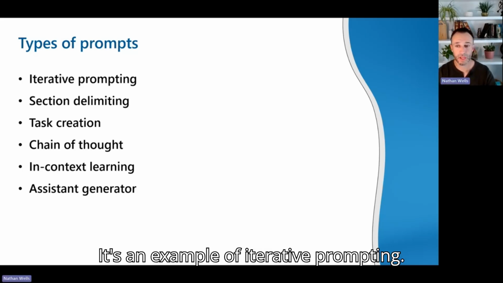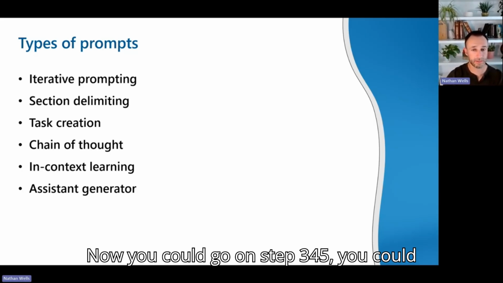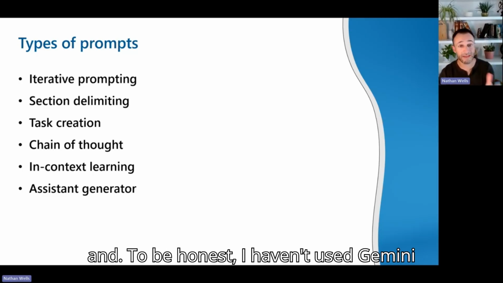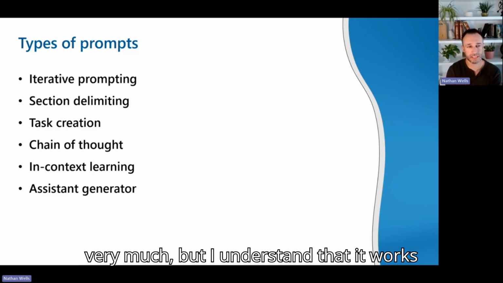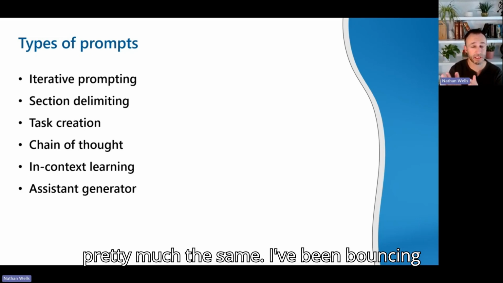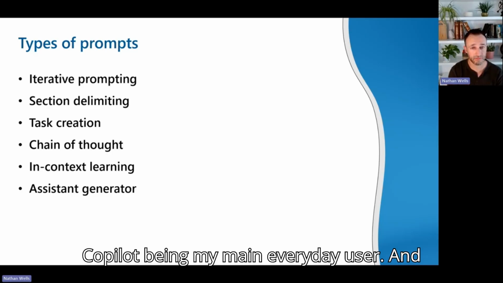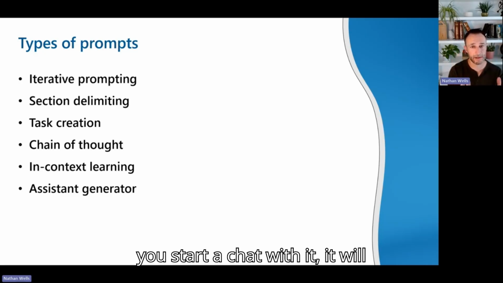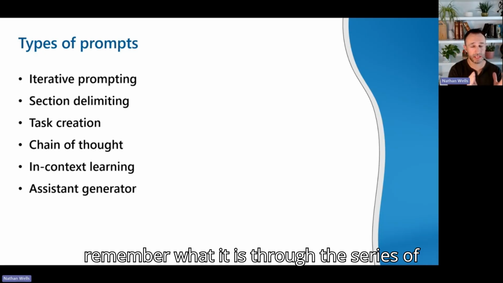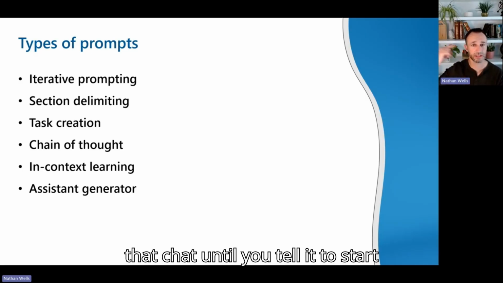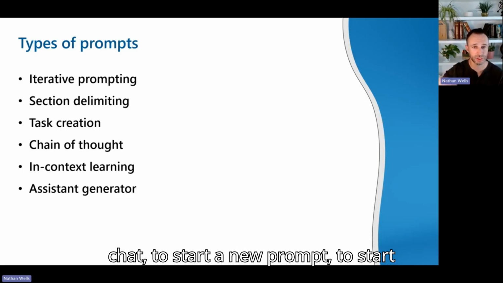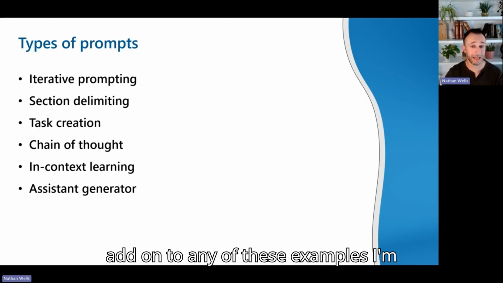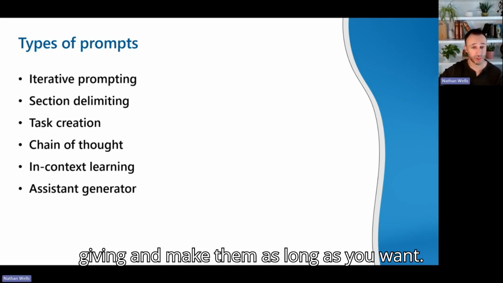It's an example of iterative prompting. Now, you could go on step 3, 4, 5. You could continue steps. And one of the beauties about all these large language models, and to be honest, I haven't used Gemini very much, but I understand that it works pretty much the same. I've been bouncing between ChatGPT, Claude, and Copilot, Copilot being my main everyday user. And all of them have this same concept. Once you start a chat with it, it will remember what it is through the series of that chat until you tell it to start something new. Tell it to do a new chat, to start a new prompt, to start blank. And so because of that, you can add on to any of these examples I'm giving and make them as long as you want.